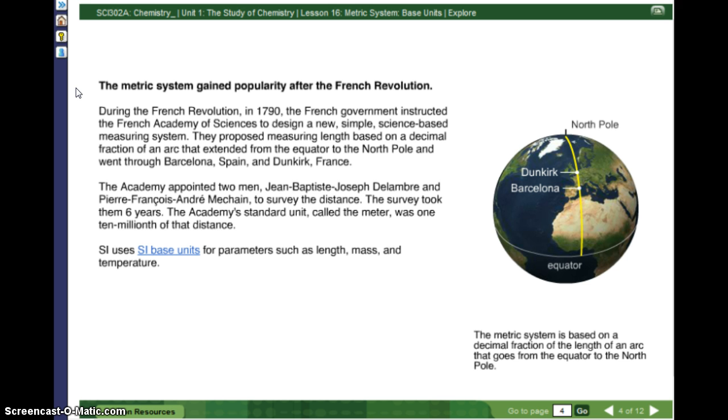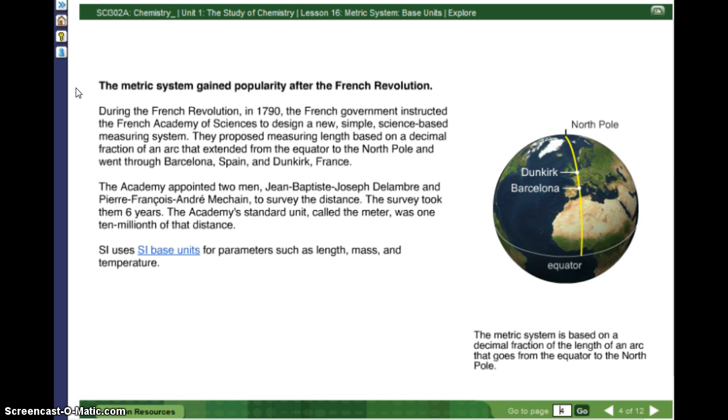The metric system gained popularity after the French Revolution. During the French Revolution in 1790, the French government instructed the French Academy of Sciences to design a new, simple, science-based measuring system. They proposed measuring length based on a decimal fraction of an arc that extended from the equator to the North Pole and went through Barcelona, Spain, and Dunkirk, France. The Academy appointed two men, Jean-Baptiste Joseph Delambre and Pierre-François-André Méchain, to survey the distance. The survey took them 6 years. The Academy's standard unit, called the meter, was 1/10,000,000th of that distance.